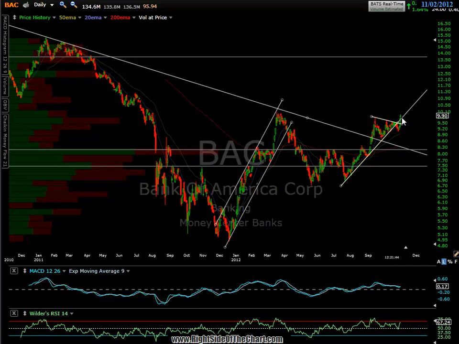If it fails here, then it will have come back under this trend line, and this will be nothing but a slight overshoot on a retest. So sort of a mixed picture on this one. Again, I'm staying away from the bank stocks right now.